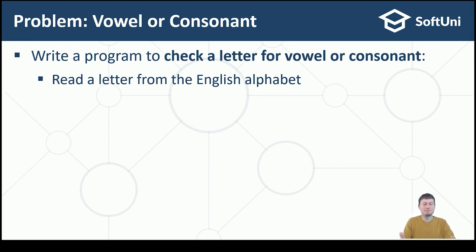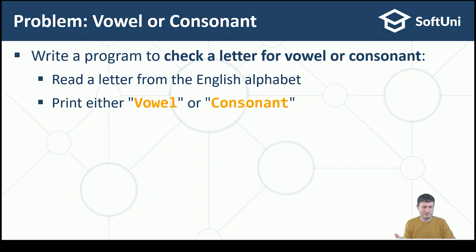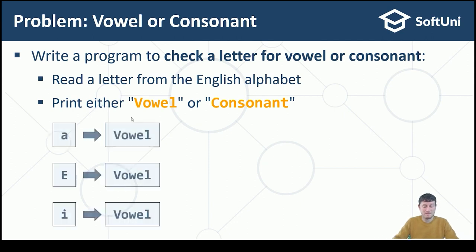It's about writing a program to check a letter for vowel or consonant. So we read a letter from the English alphabet as input, and we print either vowel or consonant. Or it might be different, but we assume that if it's not a vowel, it's a consonant. It's unclear what will happen if we enter the dollar sign or space, but we assume the input is correct.